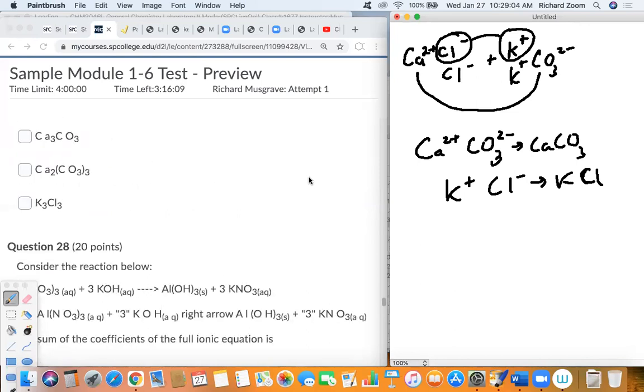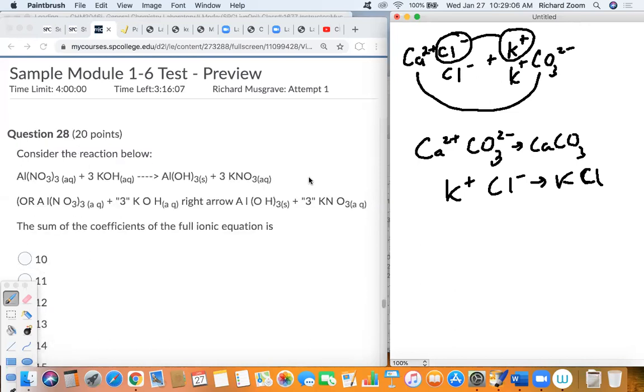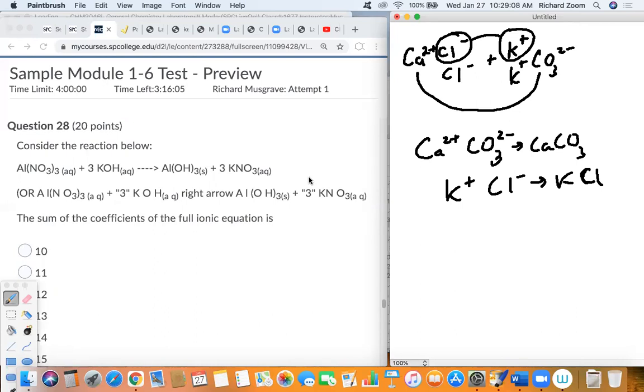All right, let's look at the next part here. The sum of coefficients of the full ionic equation. So I actually give you the balanced equation here in order for you to do that. And now you need to come up with the full ionic equation. So here's what I would do. It's actually a little bit easier than what I was doing. You don't even really need the charges in order to answer the question.